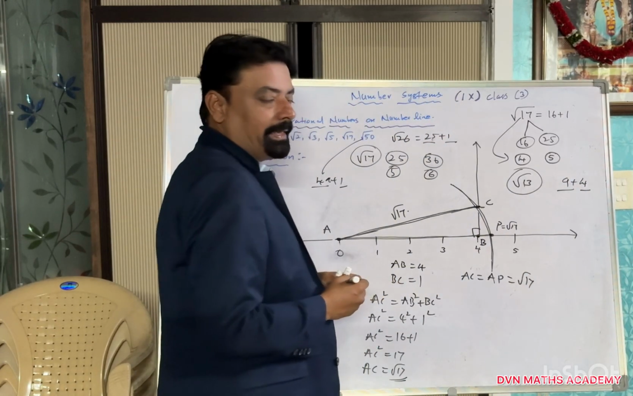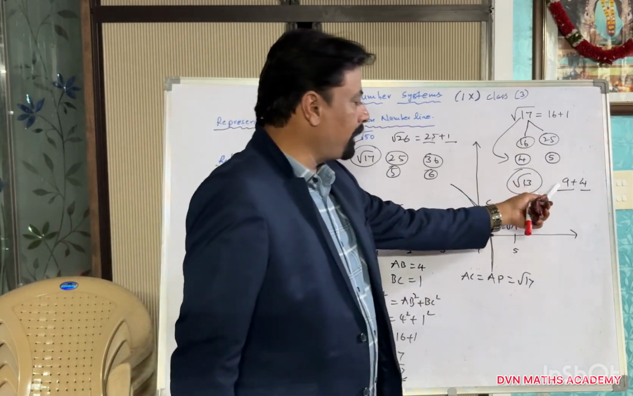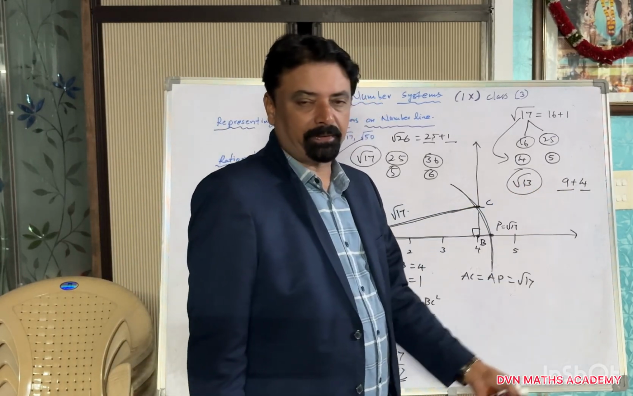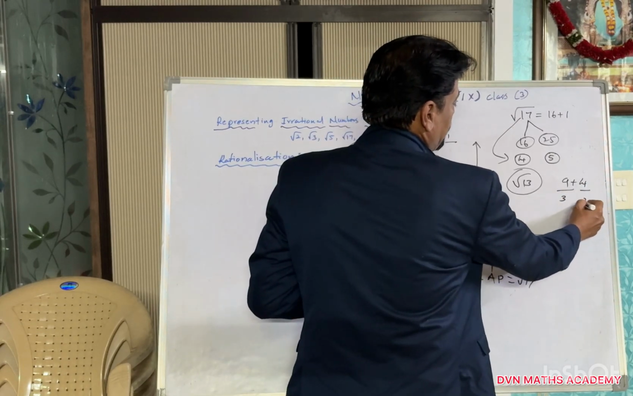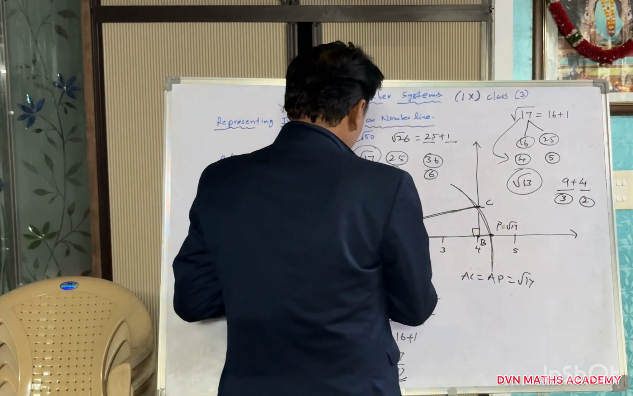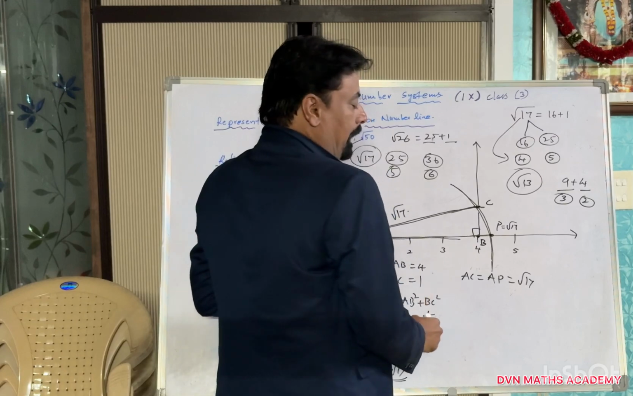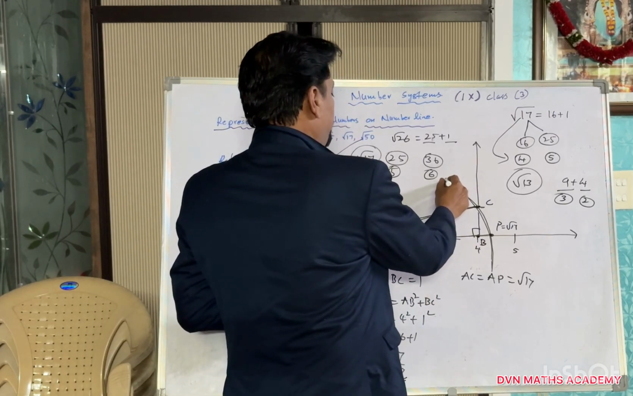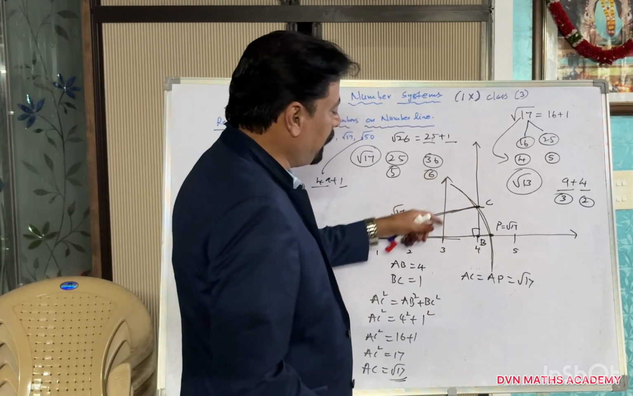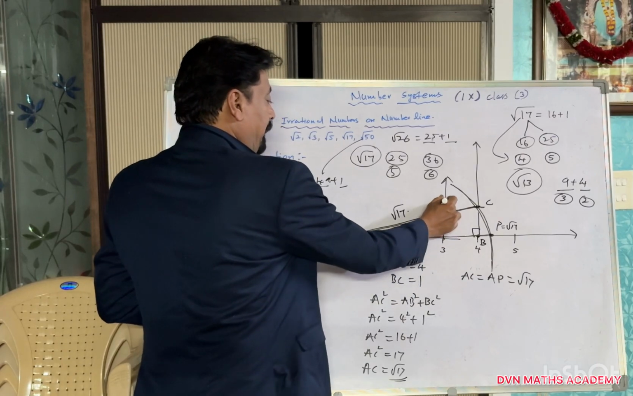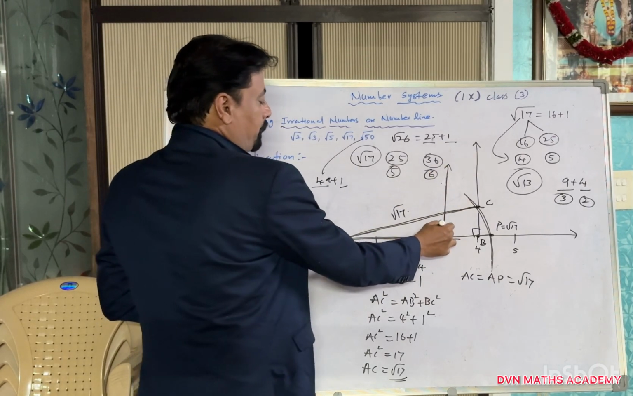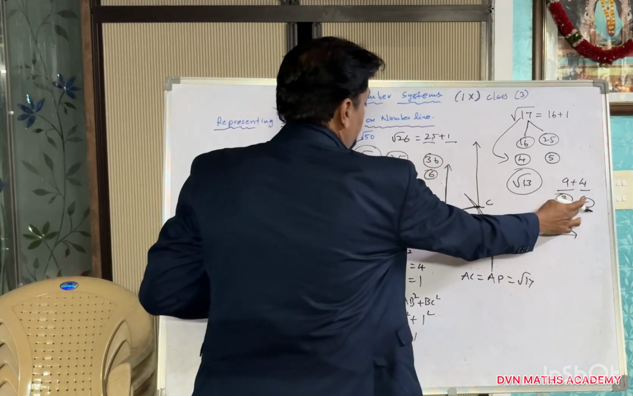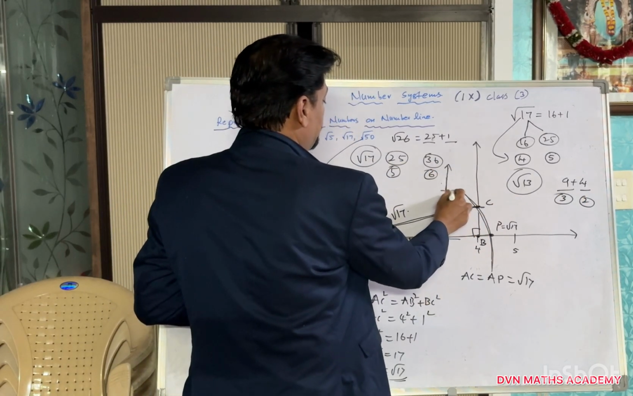13 I can write as 9 plus 4. 9 is a perfect square number and 4 is also a perfect square number. 9 is the square of 3 and 4 is the square of 2. So you take 3 units on this and you draw a perpendicular line. On this perpendicular line, this is very, very important, you require to take how many units? 2 units. This is 1 unit and this is 2 units.